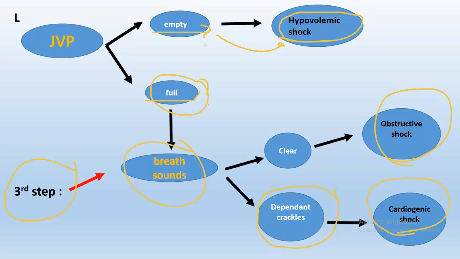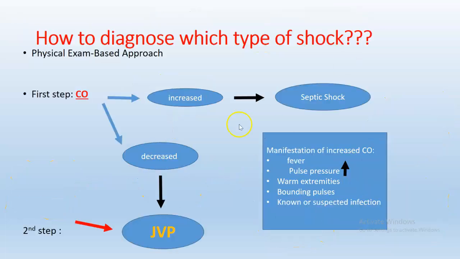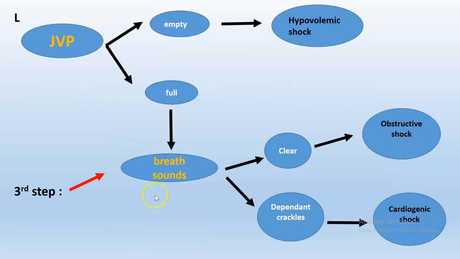So remember, we need to ask three questions from ourselves. First is, what is the status of cardiac output? Second one, what is the status of JVP? And third one, what are the breath sounds? Most likely it will solve our diagnosis toward shock. So please keep in mind this chart. It will help you to diagnose these four main types of shock.